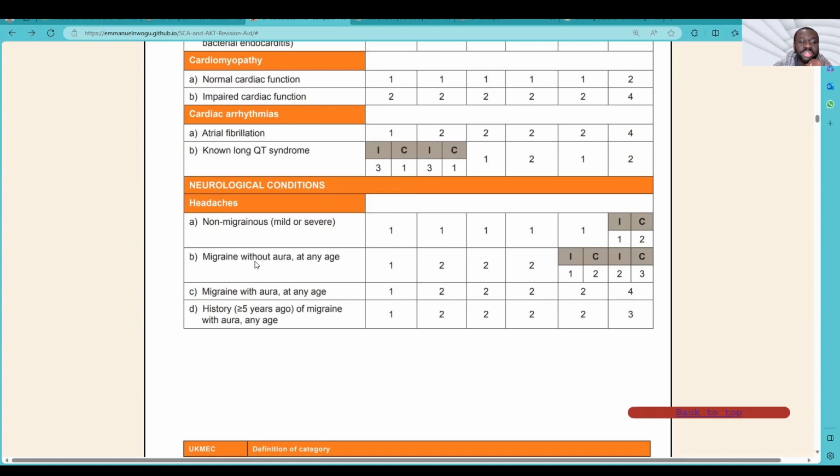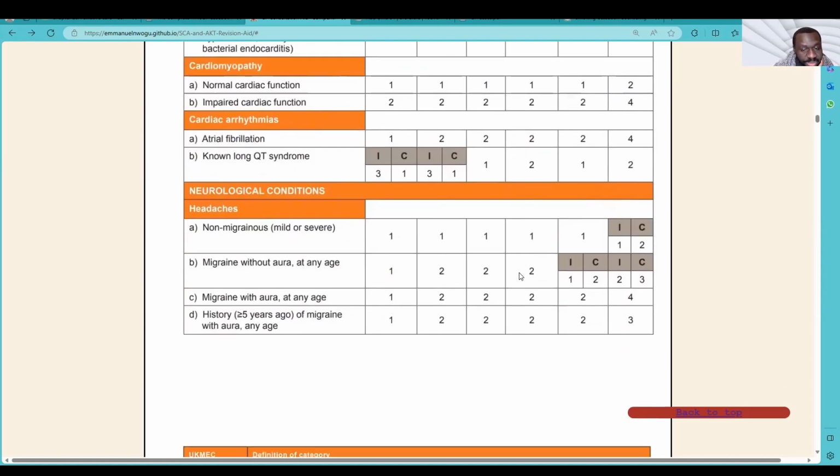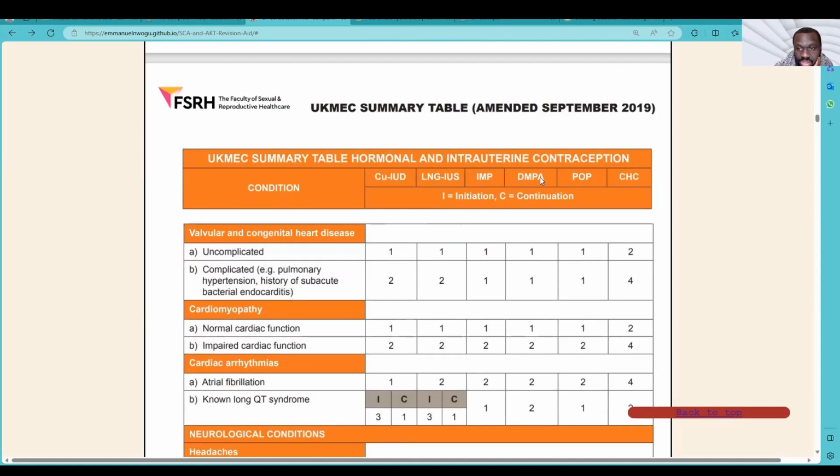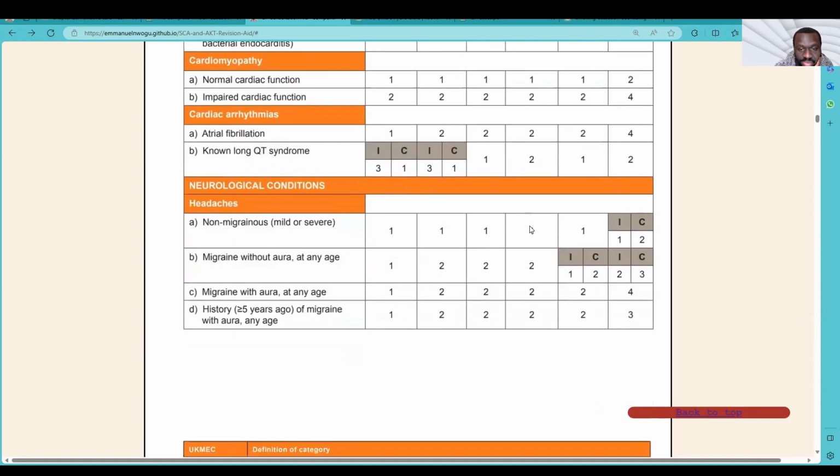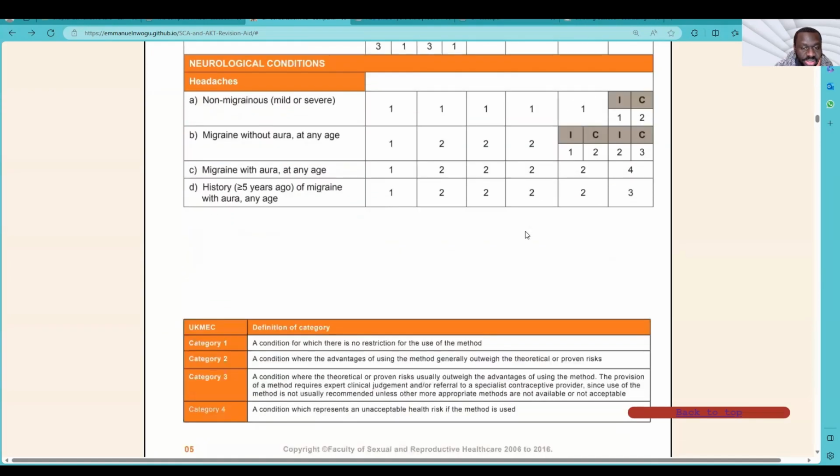If the person has migraine but without aura, you can initiate combined hormonal contraception. But if the person is already on it, you might need to discuss changing it, so discontinuing it and thinking about prescribing a safer option, like a POP, an implant, a Mirena coil, or DMPA, the depot medroxyprogesterone acetate injection.